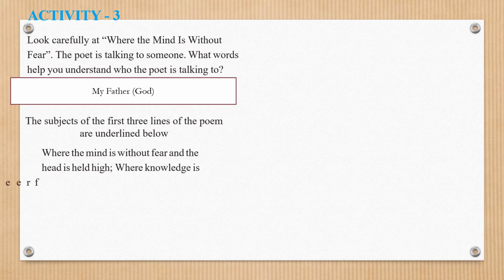Where the mind is without fear. So what is without fear? The mind. The head is held high. So what is held high? The head. Where the knowledge is free. So what is free? Knowledge. So these are the subjects.